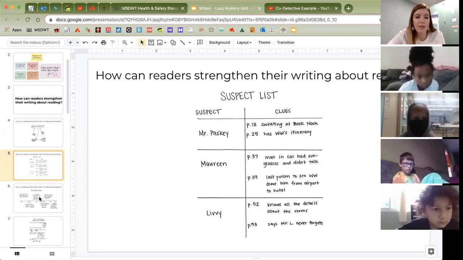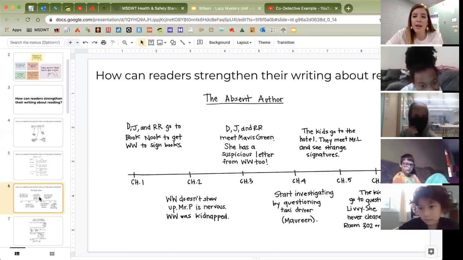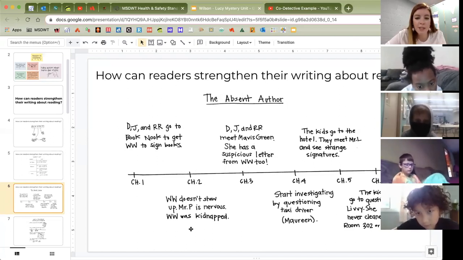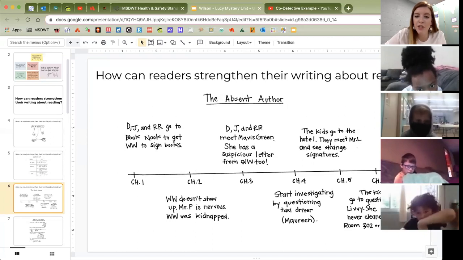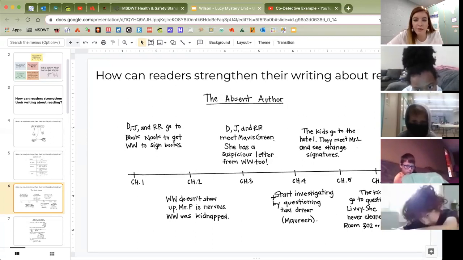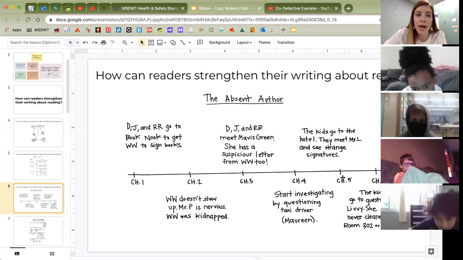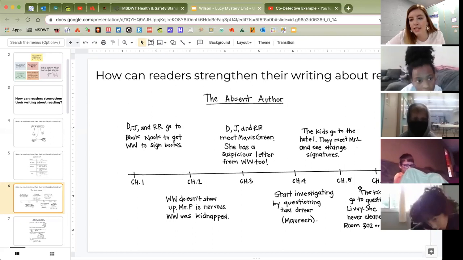All right, and then let's look at the final one, Miss Urbanski's. She wrote a timeline from chapter to chapter and wrote the main point of what happens in each chapter. Chapter 1, Dink, Josh, and Ruth Rose go to the Book Nook to get Wallace Wallace to sign books. In chapter 2, Wallace Wallace doesn't show up. Mr. Paskey is nervous. Wallace Wallace was kidnapped. Dink, Josh, and Ruth Rose meet Mavis Green. She has a suspicious letter from Wallace Wallace too. In chapter 4, they start investigating by questioning the taxi driver, who's Maureen. In chapter 5, the kids go to the hotel. They meet Mr. Linkletter and see strange signatures. Chapter 6, the kids question Livy. She never cleaned room 302 or 303.